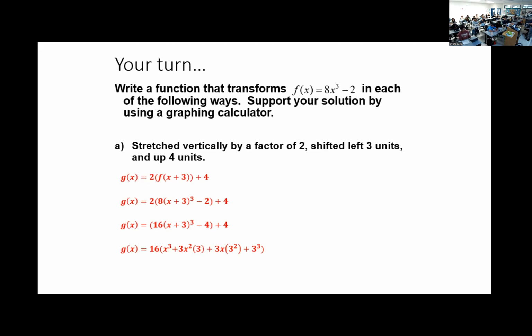x cubed, x squared, x to the 0, 3 to the 0, 3 squared, 3 cubed. Pascal's numbers, 1331. Just multiply those out. And what do you get? 16x cubed. 16 times 9 is 144 x squared. 16 times 27 turns out to be 432. So this doesn't look a whole lot like what we started with. But let's take a look at what it looks like with a calculator.